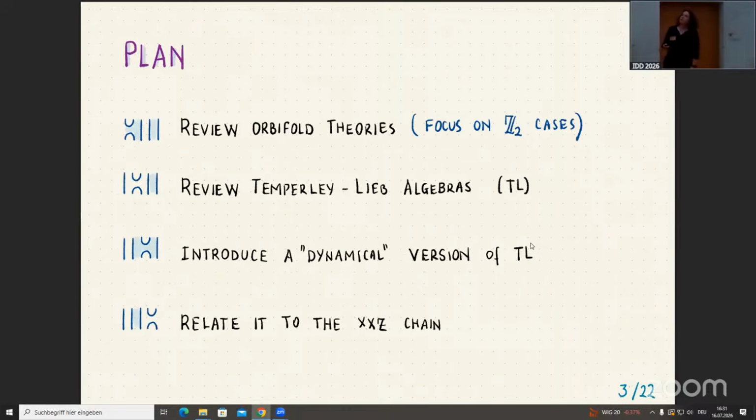So the plan for the talk is to review very quickly these orbifold theories. In particular, I will focus on Z2 for the first part of the talk. And then I will make a claim about something on these orbifold theories. And to be able to explain it, I will have a pause and explain a little bit what these Temperley-Lieb algebras are in the standard case, which is usually related to XXZ, for example. And then I'll introduce the dynamical version of them. And if I have time at the end, I will relate to the XXZ chain in a quite interesting way, which, following Paul, will be related to twists as well.